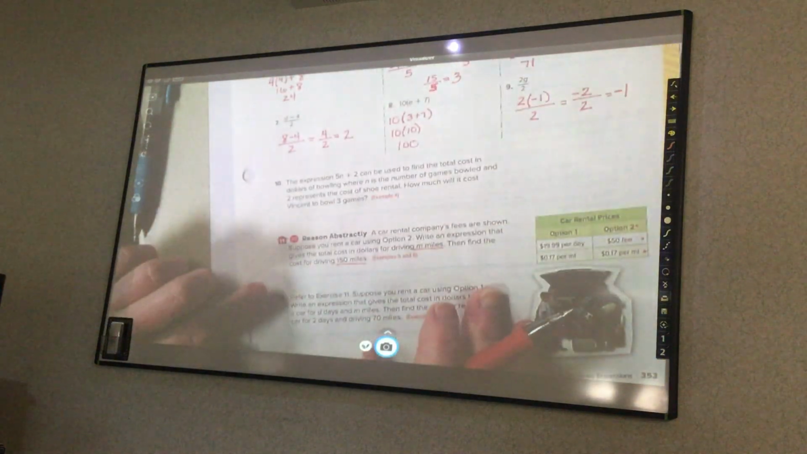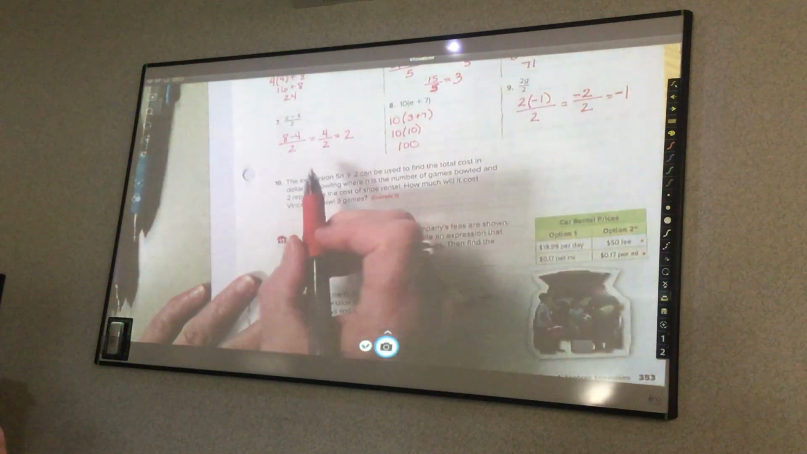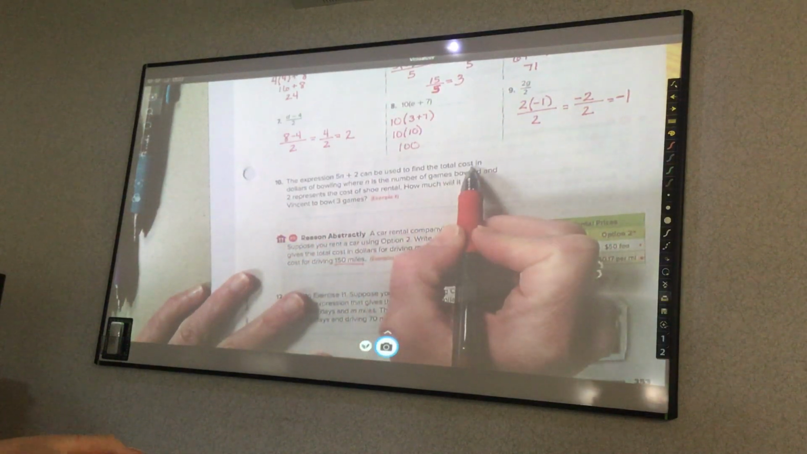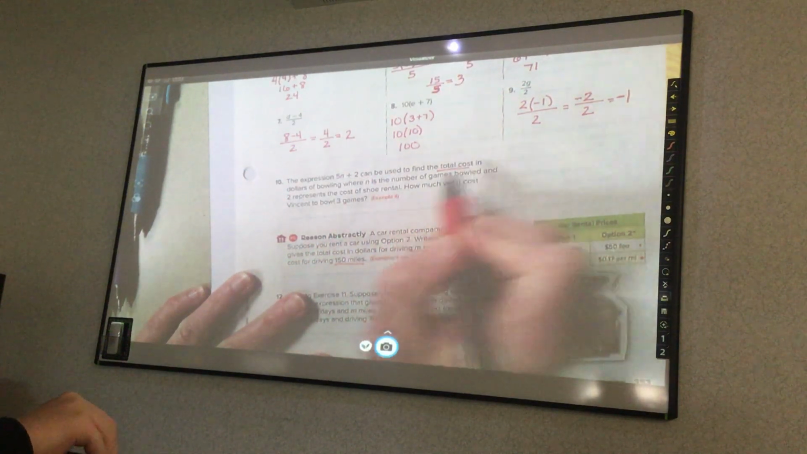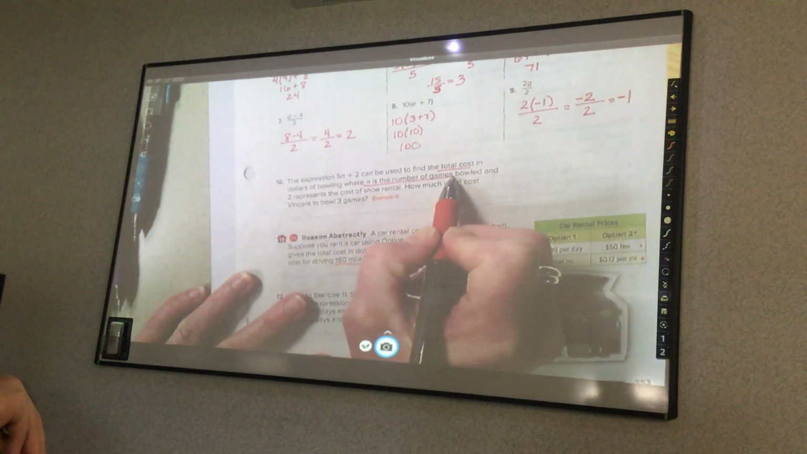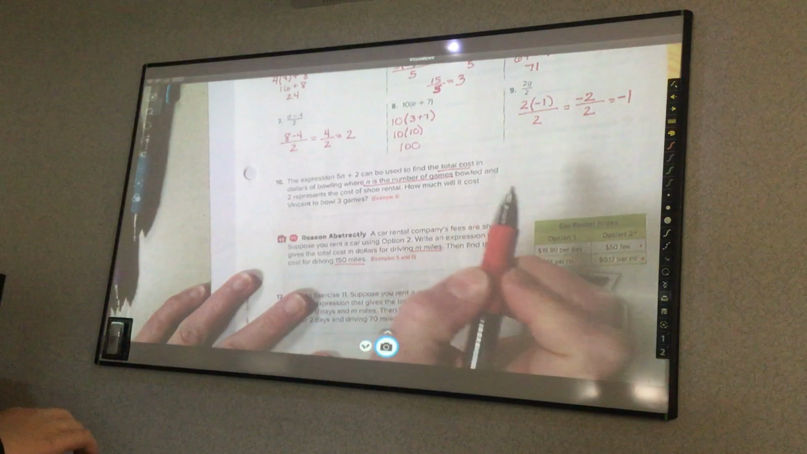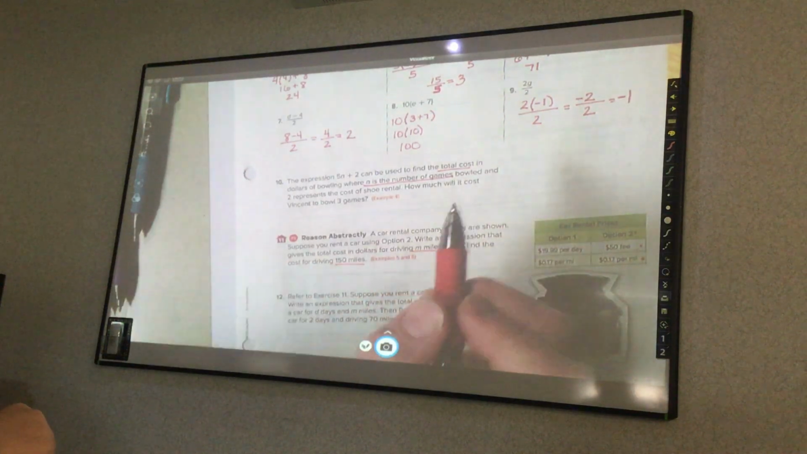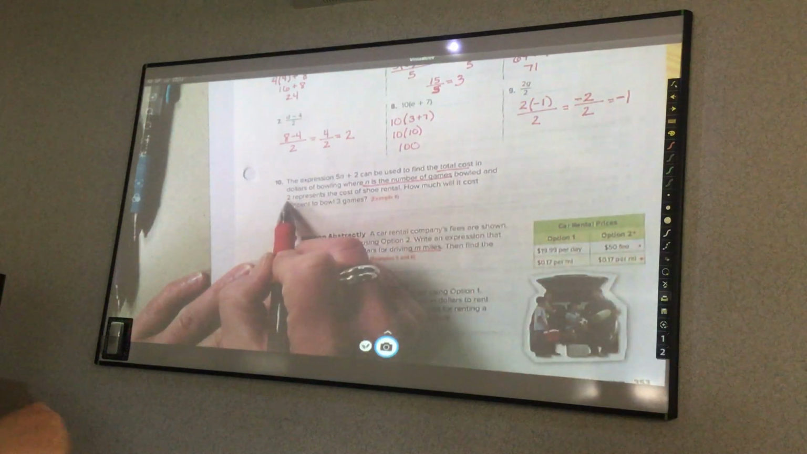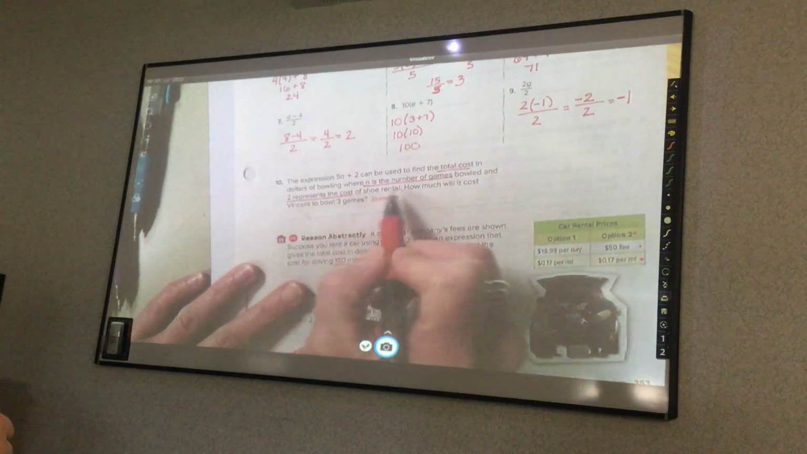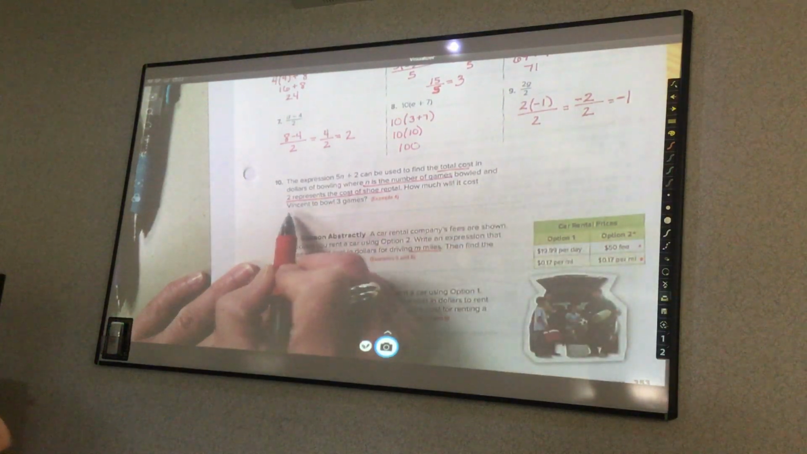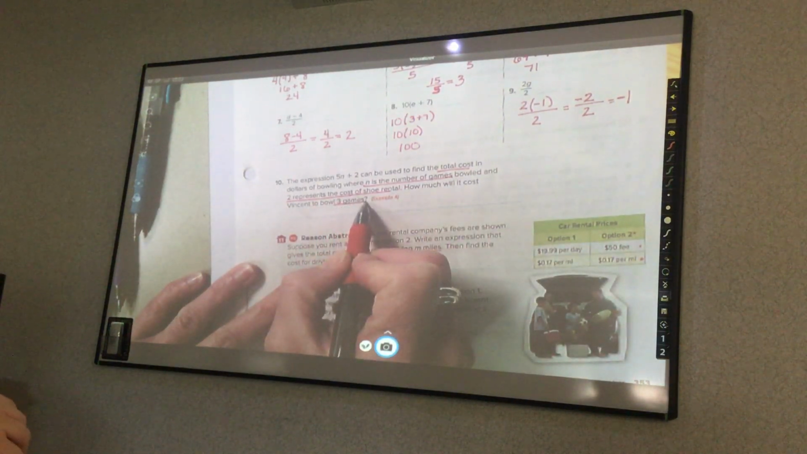Okay, going on to number 10. The expression 5n plus 2 can be used to find the total cost in dollars of bowling, where n is the number of games. If you didn't underline in your story problem, you need to be doing that now. The number of games bowled, and 2 represents the cost of shoe rental. How much will it cost Vincent to bowl 3 games?